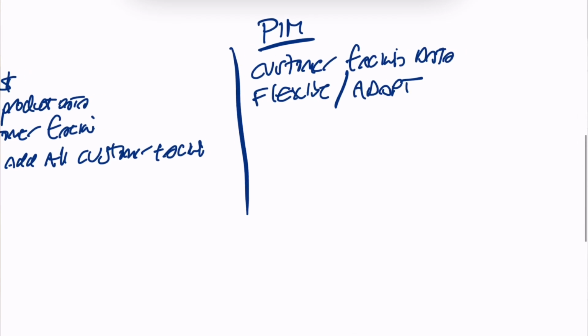The next reason is that for PIMs, getting data in, if you ever tried to get data into an ERP and then data out of the ERP, it's very painful and expensive again. PIMs were built to get data in and data out.